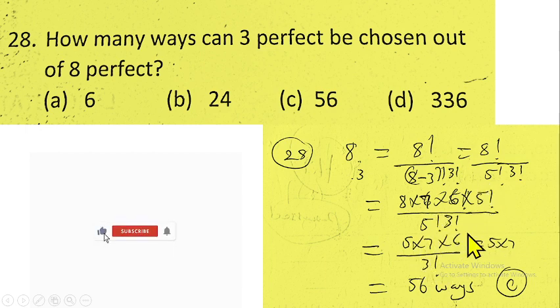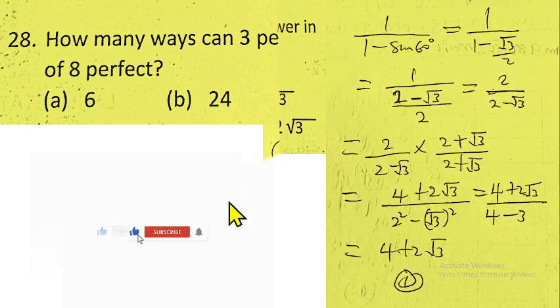We have 8 times 7 times 6 over 3 factorial. 3 factorial is the same thing as 6. So we have 8 times 7. That gives us 56 ways. So option C is the correct option.